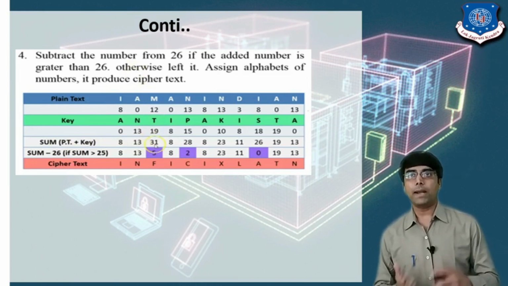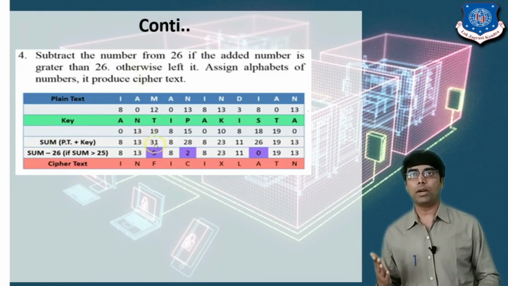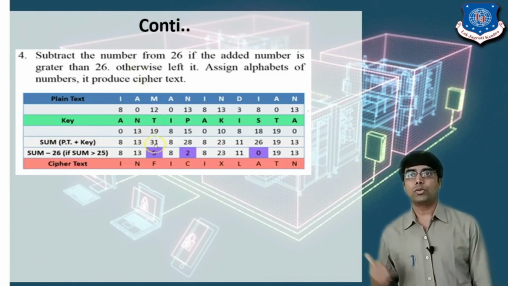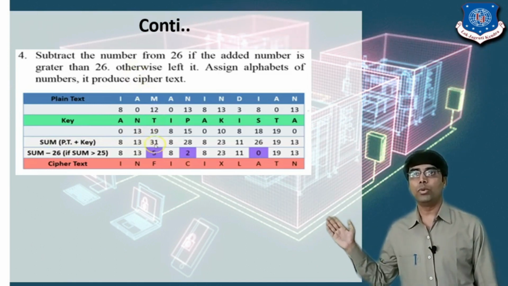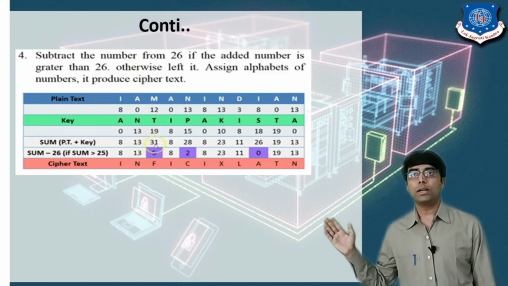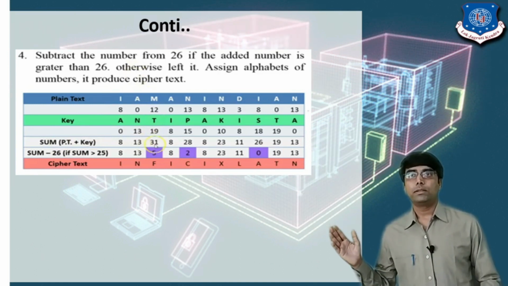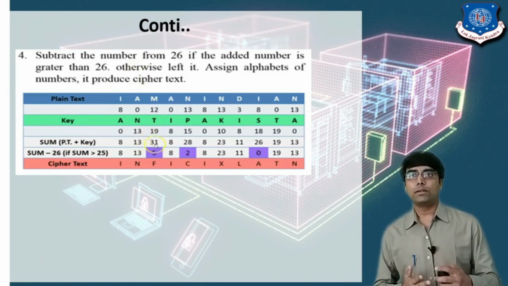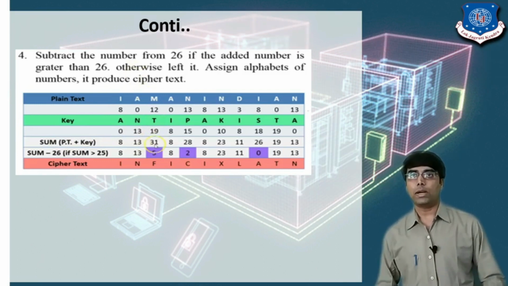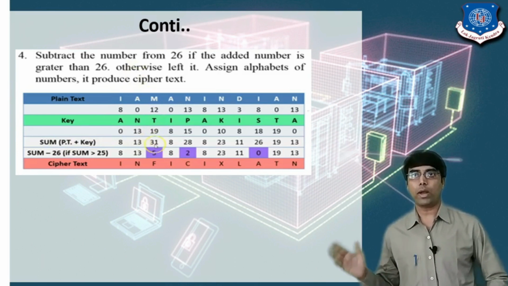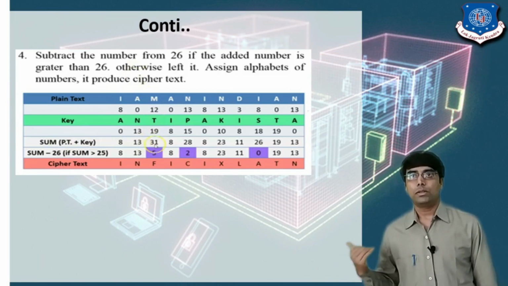It means the added number is greater than 26, so you have to subtract that number from 26. Now here you can see the blue color. Blue color represents the value that is greater than 26. So now you have to subtract that value from 26.